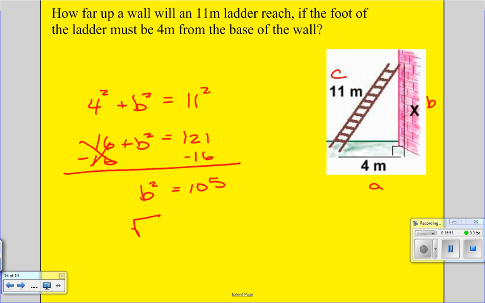So the square root of B squared equals the square root of 105. We've got the square root of B squared is B because B times B is B squared. And the square root of 105 falls probably closest to 10. 10 times 10 is 100. 11 times 11 is 121. So this is closer or approximately 10 meters here.